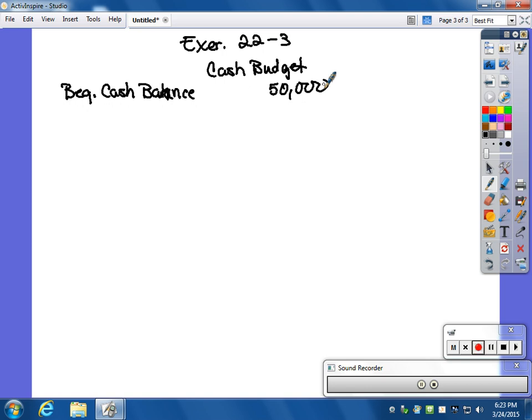So I think I'll do it over here in this area on the side. How are we going to determine the total amount of receipts based off of that information? May, the sales were what? For May. So for May, they were 1,720,000, and we need to multiply that by 30%, which gives us what?